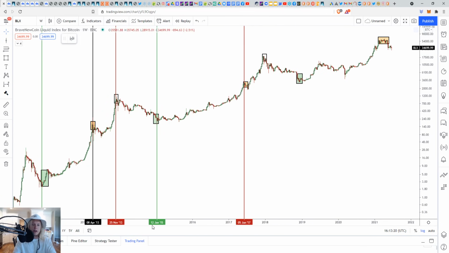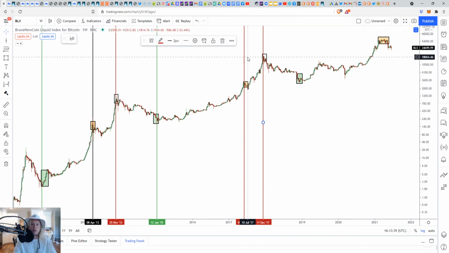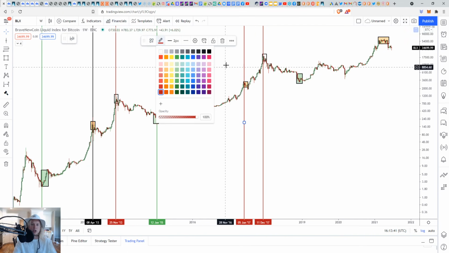So we get our low here at around January of 2015. We get our midway cool off here at around June of 2017. And now once again, guys, just like the last cycle, we get one more big leg up, and that's what takes us to our cycle top. So we're going to make this one red. I forgot to change this. This one should actually be black.